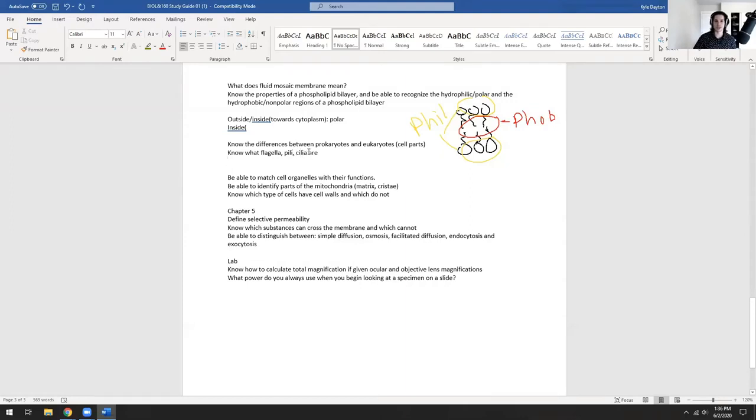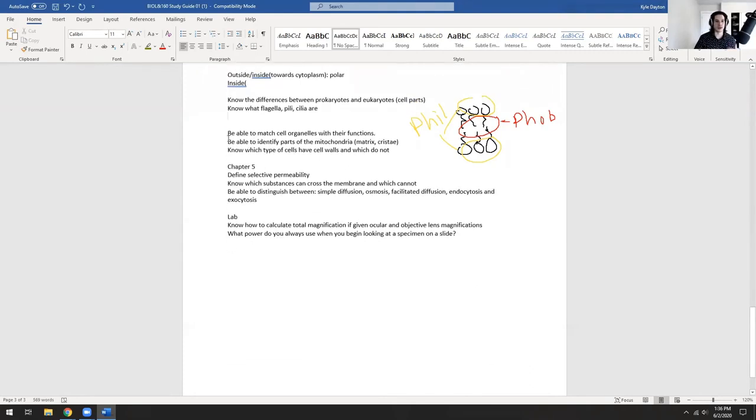And then cilia, that's going to be like many small flagella, kind of like hairs, and usually that's used to move things across the surface of cells. So like your upper respiratory tract has a lot of cilia on the surface of their cells to move mucus up out of your airway.